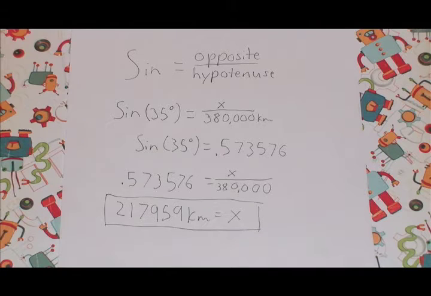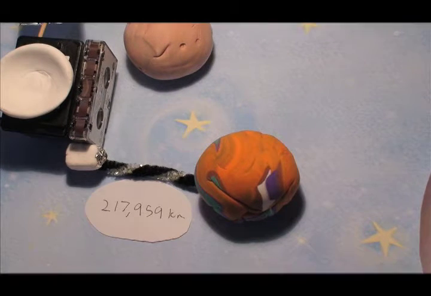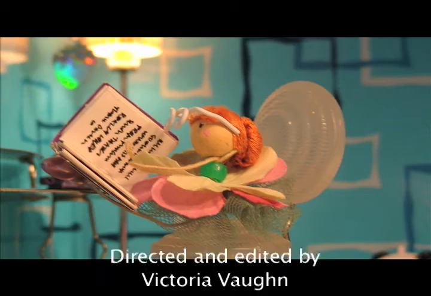Now we do our calculations. Sine equals opposite over hypotenuse, so sine of 35 degrees equals x over 380,000 kilometers. The sine of 35 degrees equals 0.573576, so we multiply 380,000 times that number to get our result of 217,959 kilometers.